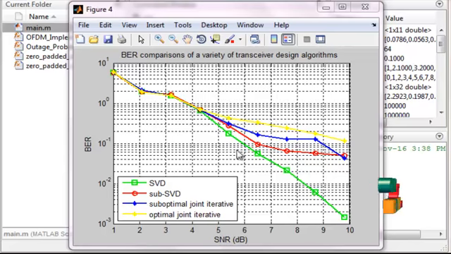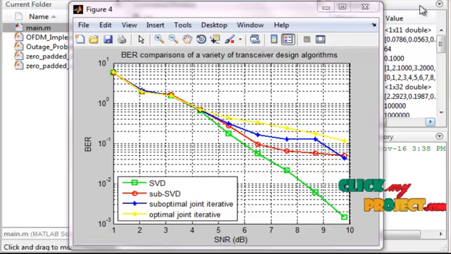Compared to all the designs, our proposed SVD is best. We calculate with SNR on the x-axis and BER on the y-axis, so it shows a better error rate and signal-to-noise ratio. Compared to all the transceiver design algorithms, our SVD, that is the singular value decomposition algorithm, is best.